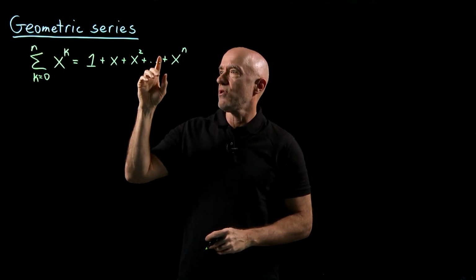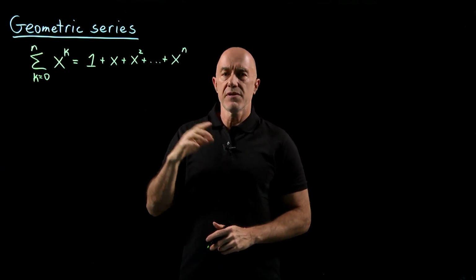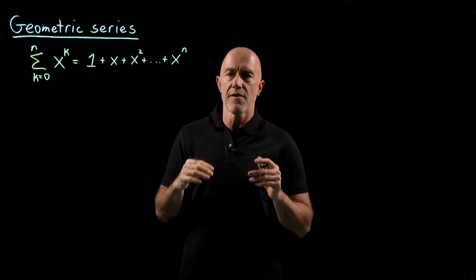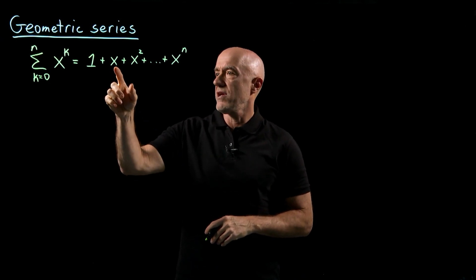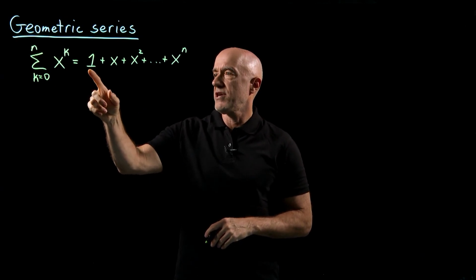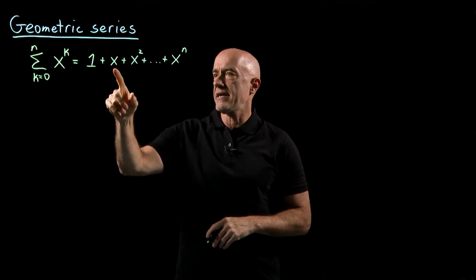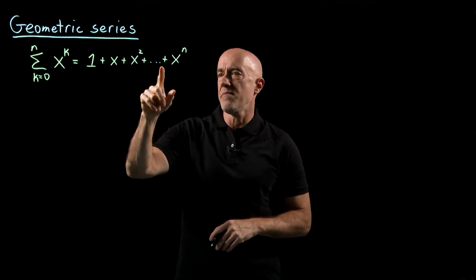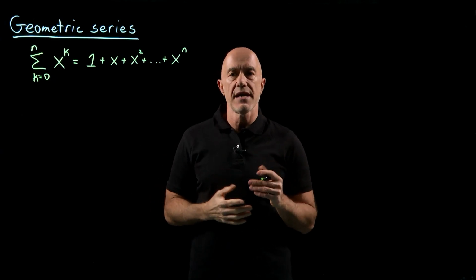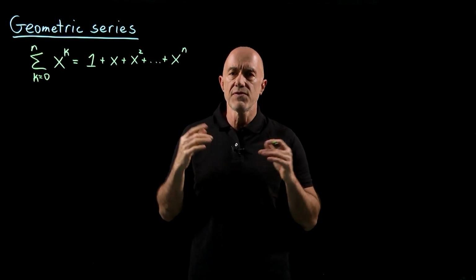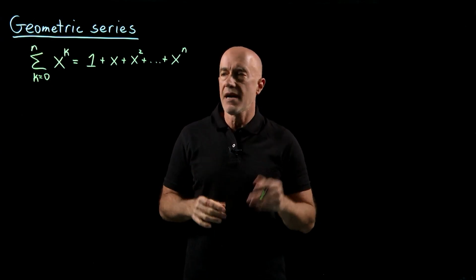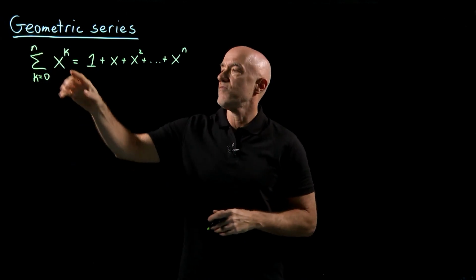The reason it's called the geometric series is because if you take the ratio of two consecutive terms, so here x divided by 1, you get x, or x squared divided by x, you also get x, or x to the n divided by x to the n minus 1, you also get x. So the ratio of two consecutive terms is a constant here, which is x.